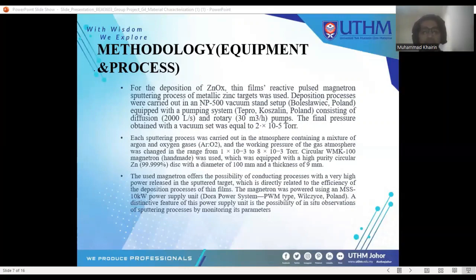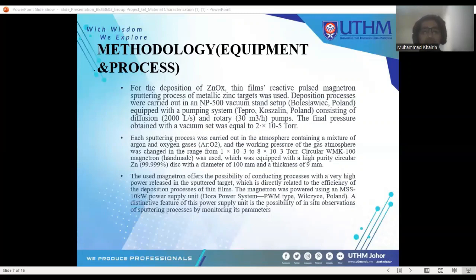A circular handmade magnetron was used, which was equipped with a high purity circular zinc 99.999% disc with a diameter of 100 mm and a thickness of 9 mm. The magnetron offered the possibility of conducting processes with a very high power release in the sputtered target, which is directly related to the efficiency of the deposition processes of thin film.